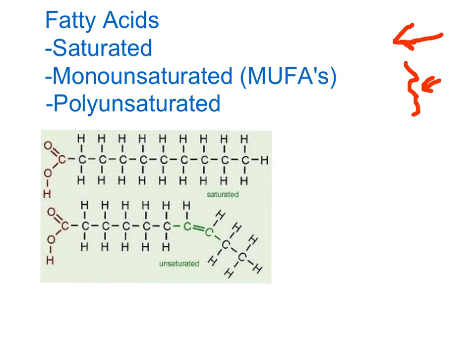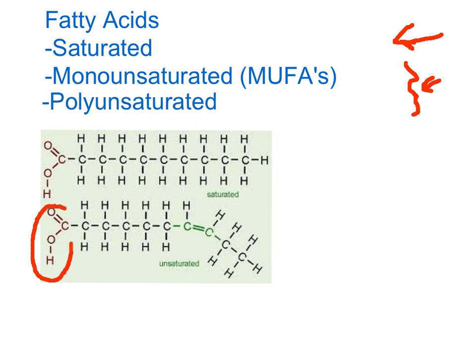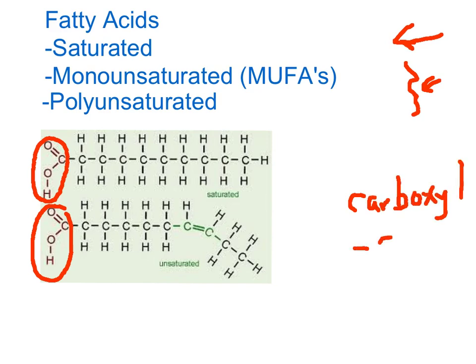I want to draw your attention to the red end over here. Okay. So the one end of the fatty acid molecule is a carboxyl group. And if you remember from the previous video, a carboxyl is a C with an O and an OH attached to it. So it's a COOH. So you can see that on the end. It's an important functional group for attaching fatty acids onto that glycerol backbone that you saw in the previous slide.